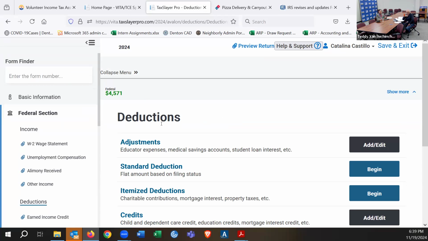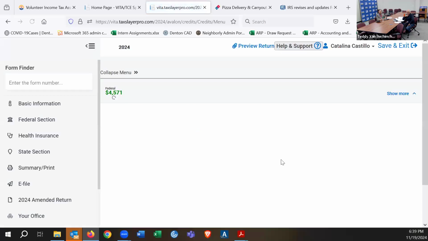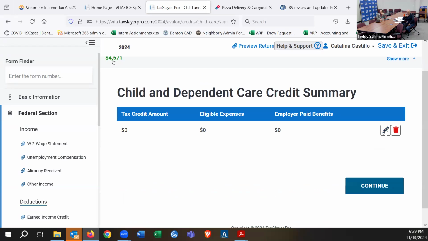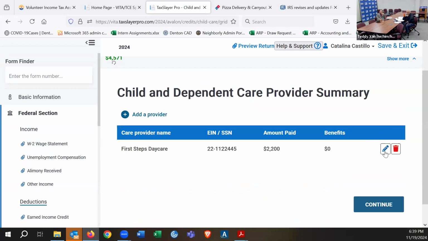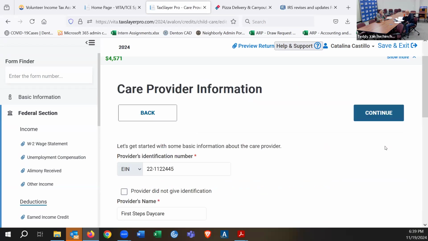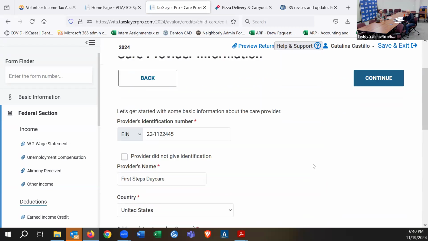Or you can know that it's a credit, and therefore it's going to be under the deductions top level menu item, which doesn't make sense, into the credits menu. And then it's the second item on the credits menu. So the way that this works is you essentially have to establish the childcare provider as the first thing. In this case, we establish that First Steps Daycare exists.